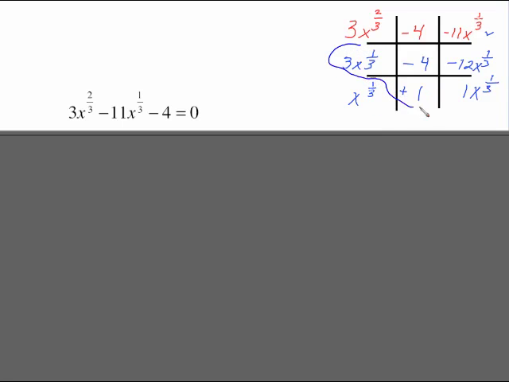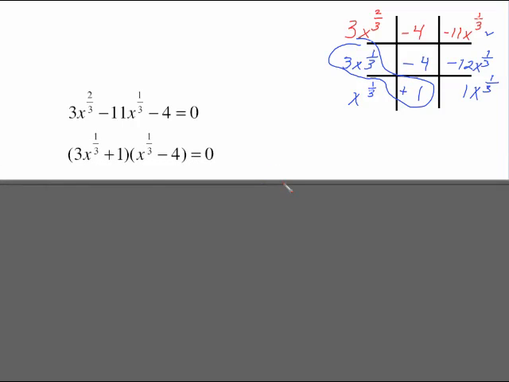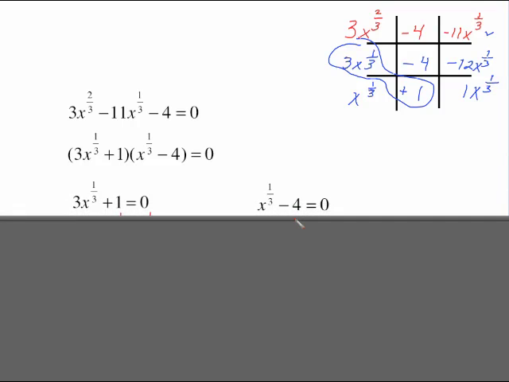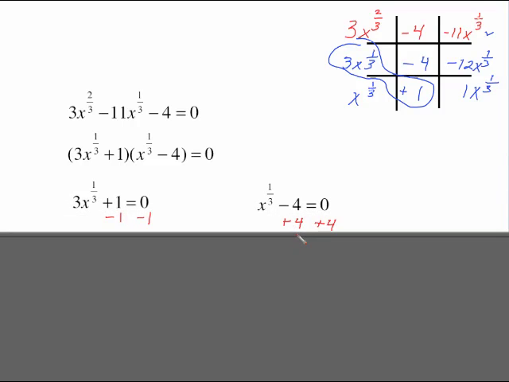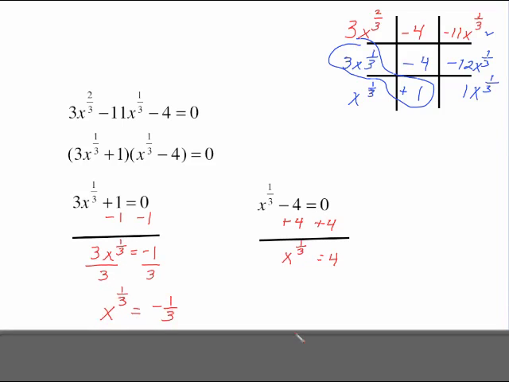Looking at this along the diagonal, we have 3x to the 1/3 plus 1 and x to the 1/3 minus 4. Using the zero products property, we have these two equations. Working on the one on the left, subtract 1 from both sides, divide both sides by 3, and you have x to the 1/3 equals negative 1/3.